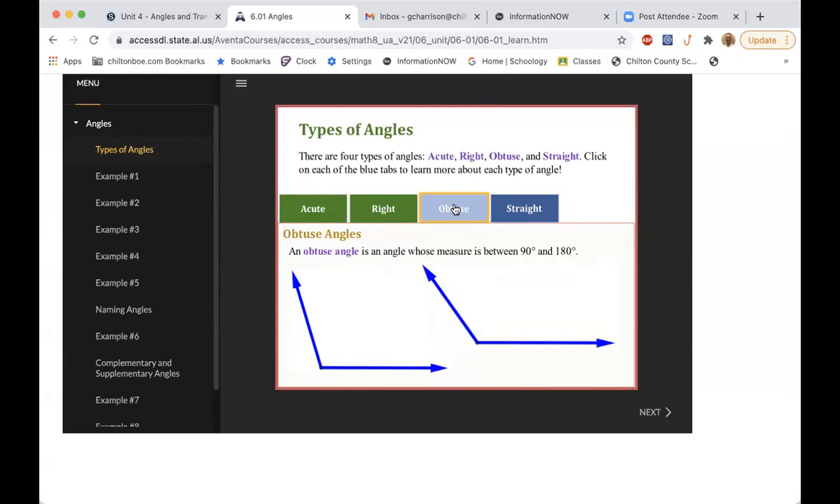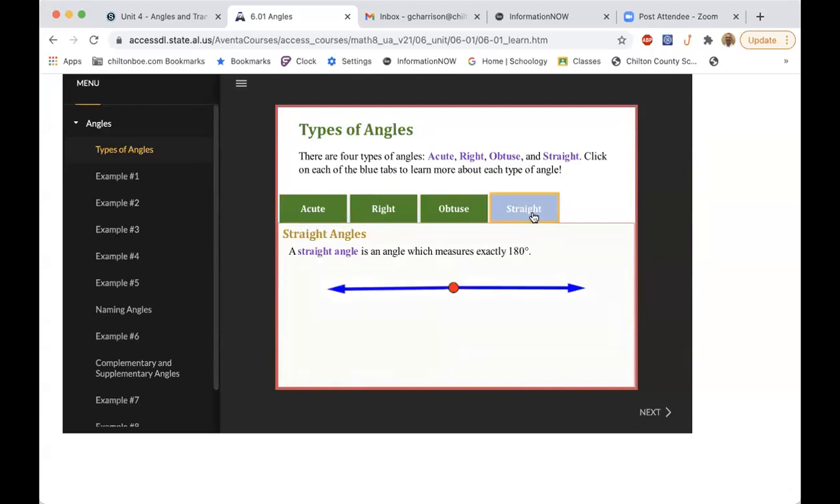Angles larger than 90 degrees but less than 180 are obtuse angles. They're all larger than 90, less than 180. And straight angles is pretty easy. It's a straight line. A straight line is 180 degrees. All the way around a circle is 360 degrees, so halfway around a circle is 180 degrees.